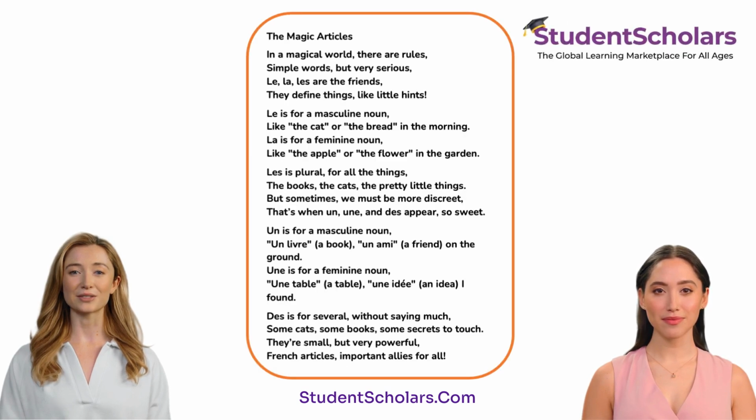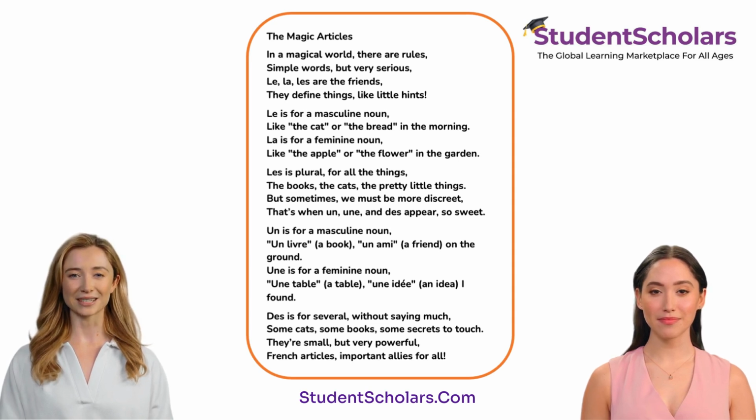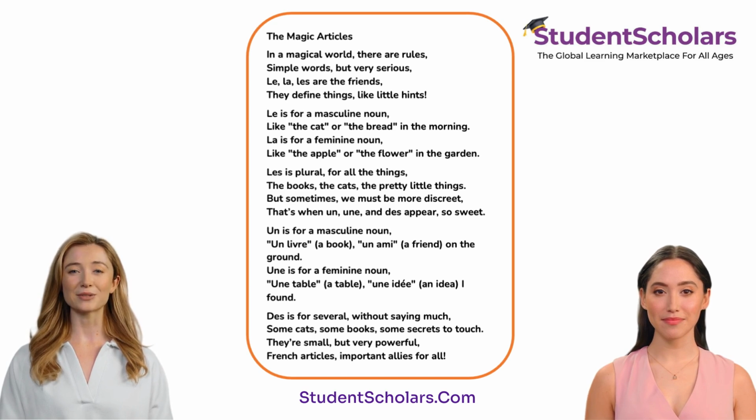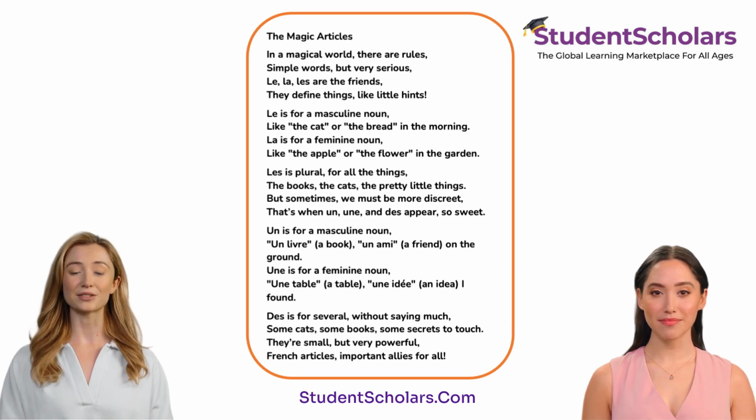The magic articles. In a magical world, there are rules, simple words, but very serious. Le, la, les are the friends. They define things like little hints. Le is for a masculine noun, like the cat or the bread in the morning. La is for a feminine noun, like the apple or the flower in the garden. Les is plural for all the things. The books, the cats, the pretty little things. But sometimes we must be more discreet. That's when un, une, and des appear, so sweet.